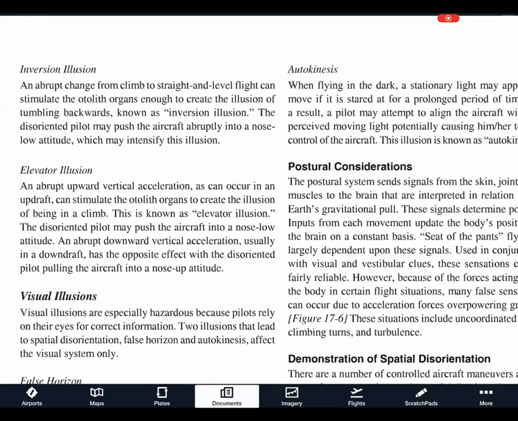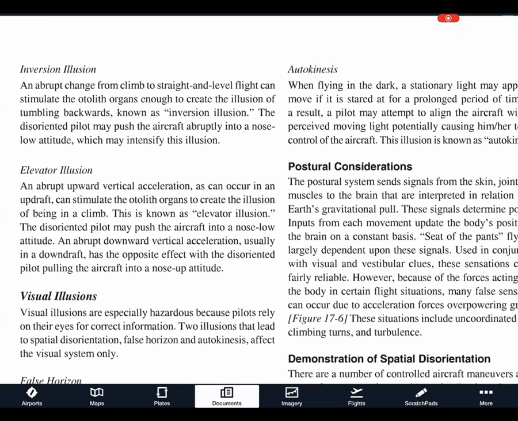And then lastly, the elevator illusion is an abrupt upward vertical acceleration. Perhaps you're flying through an updraft, flying on a summer day over the city. This updraft can stimulate the otolith organs and again your somatosensory system and create the illusion of being in a climb. This is known as an elevator illusion. Of course, the disoriented pilot may push forward on the controls into a nose-low attitude. Another example is if you're flying through cumuliform clouds, where you're flying through strong updrafts, this same illusion can certainly be created as well.